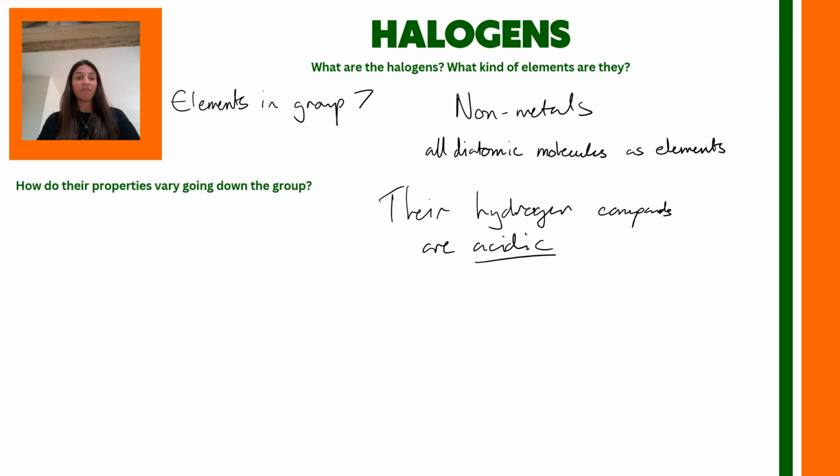How do their properties vary going down the group? So they become less and less reactive the further down the group you go. Remember, that's the opposite to my alkali metals. And the reason for that is the group that they're in.